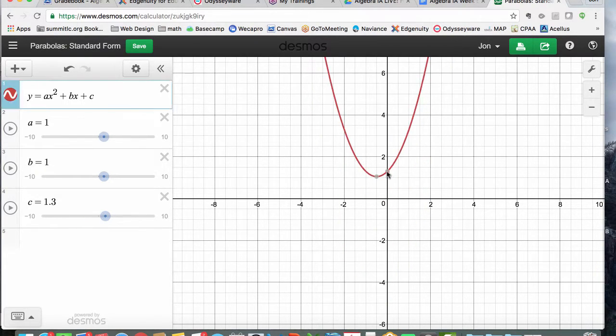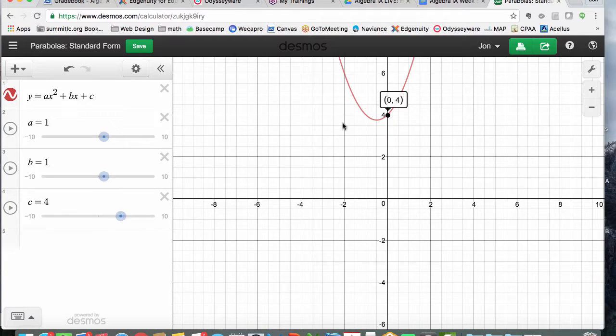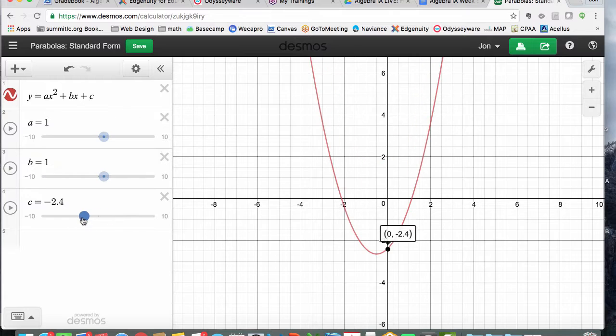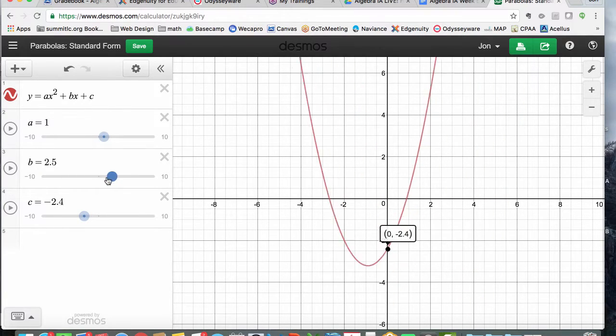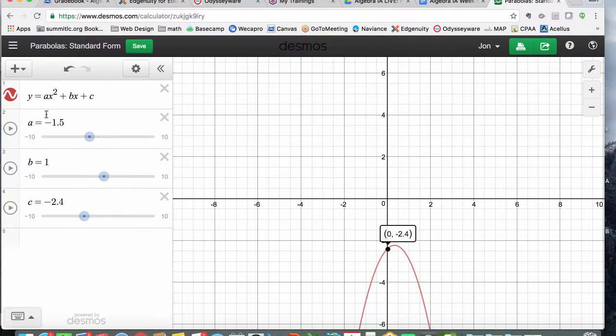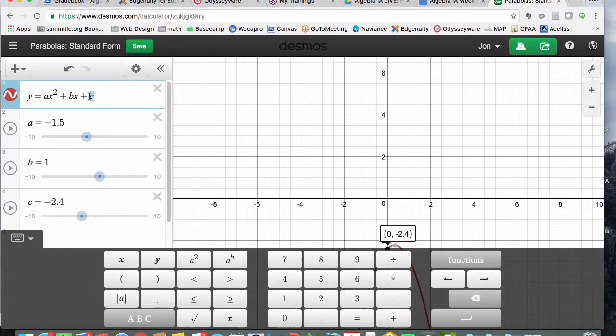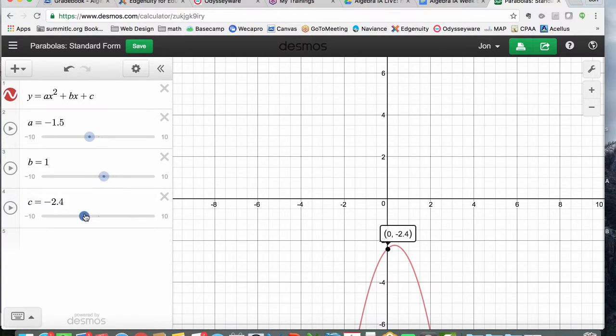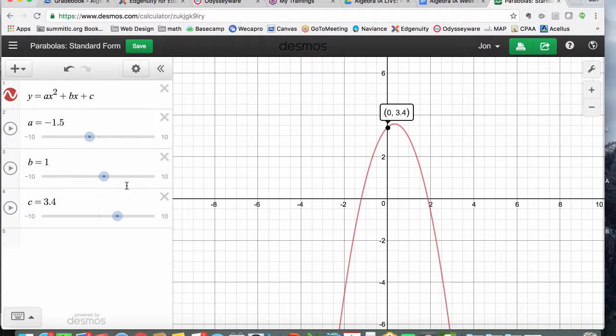One curious thing is watch what happens to this value, the y-intercept, right here. How does it compare with our value for c? Right here, the y-intercept is 4, and our value for c is 4. If I make my value for c -2.4, my y-intercept is -2.4. It always stays the same no matter what a is or what b is. So if you have it in standard form like this, c is your y-intercept. It's going to tell you exactly where your parabola crosses the y-axis.